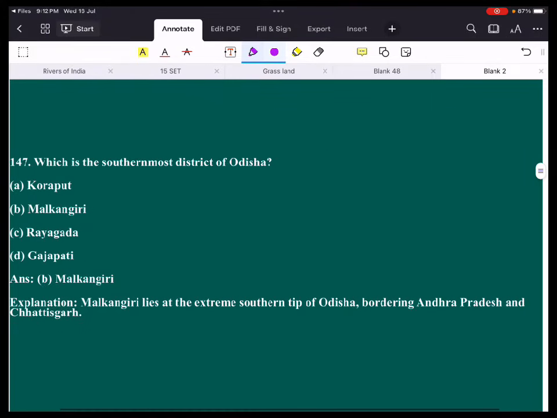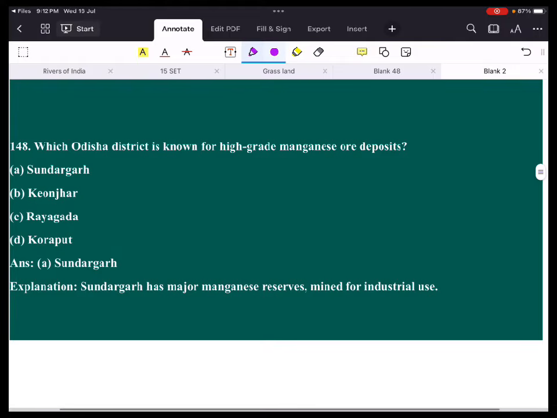Which is the southernmost district of Odisha? That is option B, Malkangiri. Malkangiri lies at the extreme southern tip of Odisha, bordering Andhra Pradesh and Chhattisgarh. Which Odisha district is known for high-grade manganese ore deposits? That is option A, Sundargarh.